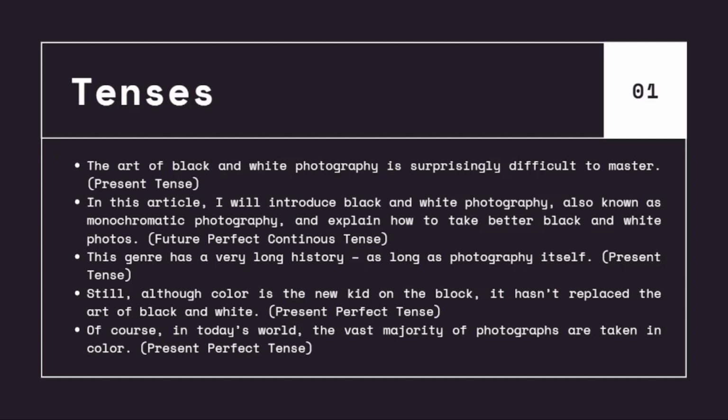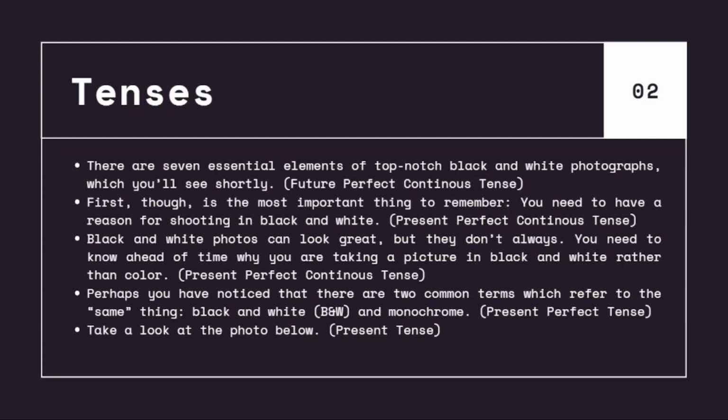5. Present perfect tense. Of course, in today's world, the vast majority of photographs are taken in color. 6. There are 7 essential elements of top-notch black and white photographs, which you'll see shortly. That is future perfect continuous tense. 7. Present perfect continuous tense. First though, is the most important thing to remember. You need to have a reason for shooting in black and white.